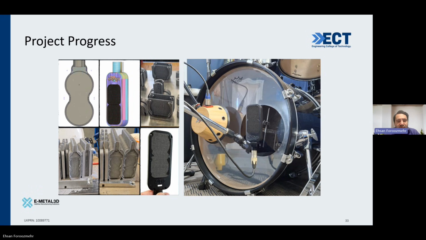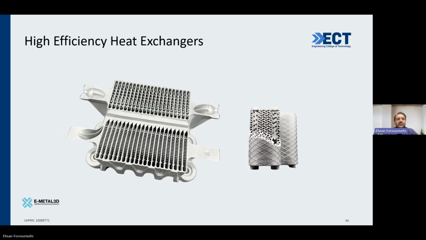The material is aluminum, and it is painted. As you can see, the mesh is so fine that sound and air and everything can go through. And this is the application. It's been used for drums and is very successful. Over 300 of those microphones have been manufactured so far. That was just a quick example of how a redesign can really help manufacture a component that used to be manufactured in other ways.